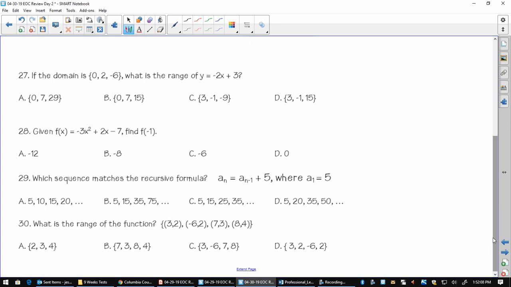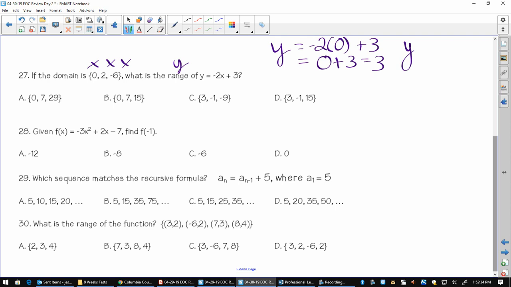All right, for 27, we're given the domain. Remember, domain is your x value, so each of these represents an x value. And then we have this equation, and they want us to find the range, which means we're trying to find the y values. So all that means is we need to plug in each of those values. So y equals -2 times 0 plus 3. -2 times 0 is 0. 0 plus 3 equals 3.